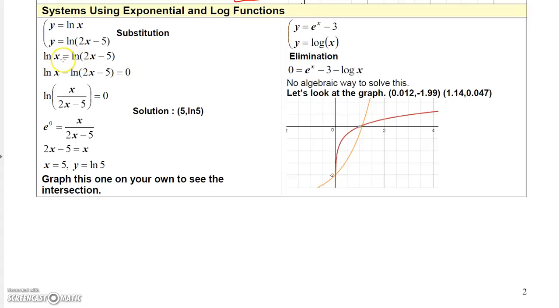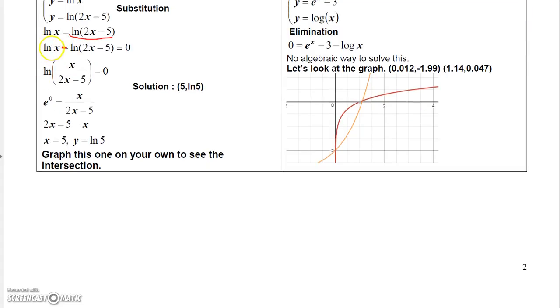Now I can subtract this from the other side, so I can move this log over to the left and it becomes minus. Now, if you'll remember your log properties, the log of something minus the log of something, if it's the same base, which these are both natural log, can be written as the log of their quotient. So I know now that this can be written as the natural log of x over 2x minus 5 equals 0. Well, let's see what that tells me.